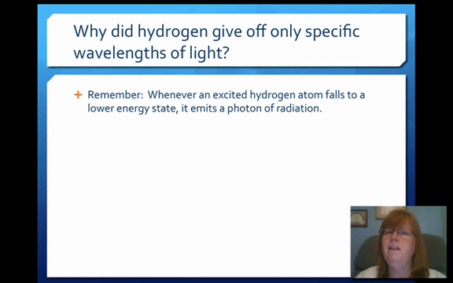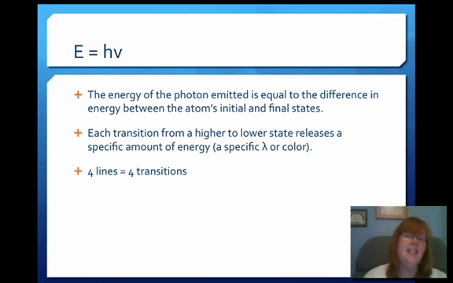Why did hydrogen give off only specific wavelengths of light? Now let's remember why we're seeing light at all. We're exciting these atoms, and when those atoms fall back down to a lower energy state, it's emitting photons of radiation. And we could actually calculate the energy of those photons of light using this equation that we've used in class already. That the energy is equal to Planck's constant times the frequency.